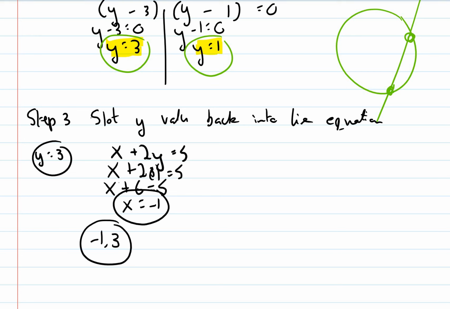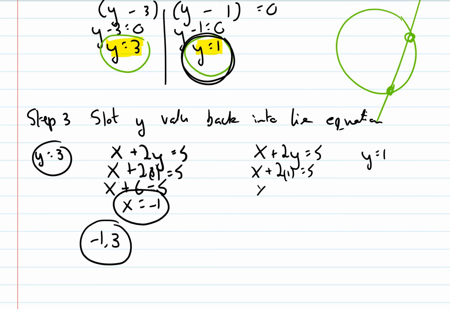There's one point. We do it again, x plus 2y equals 5. This time I take the y equals 1 value. So x plus 2 times 1 equals 5. So x plus 2 equals 5, so x equals 3. So we have 3 and 1. So there's the 2 points it crosses.